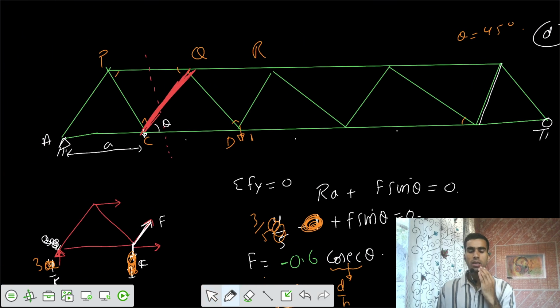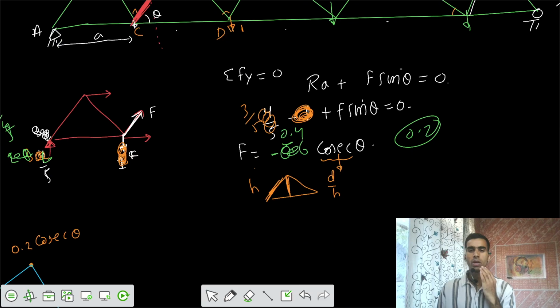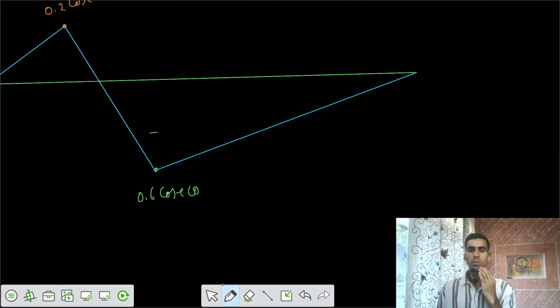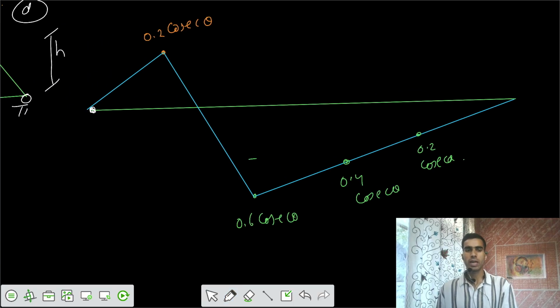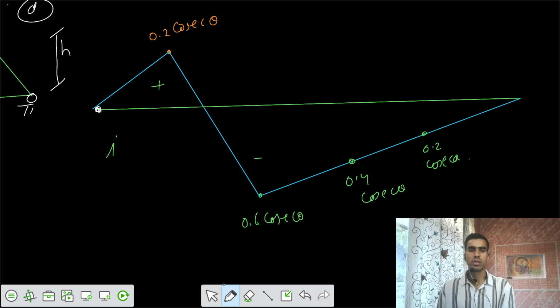If I vary the load now, if I place the load here, the reaction would be 2 by 5, and accordingly you would get a value of 0.4. And after that, if I place the load here, you would get a reaction of 1 by 5, that is 0.2. So 0.2 you would get here. This one would be 0.4 and this one would be 0.2 cosecant theta. This is your ILD for your member.